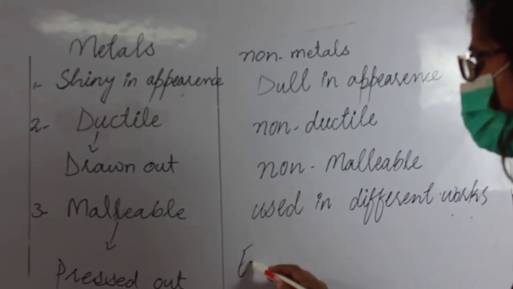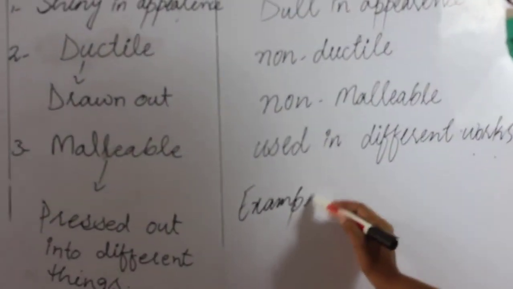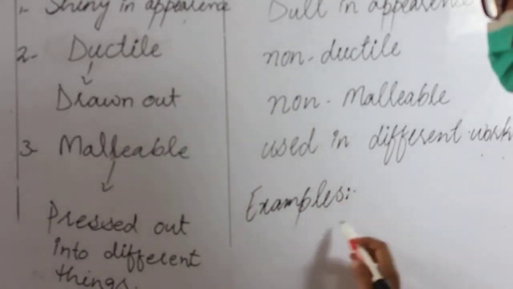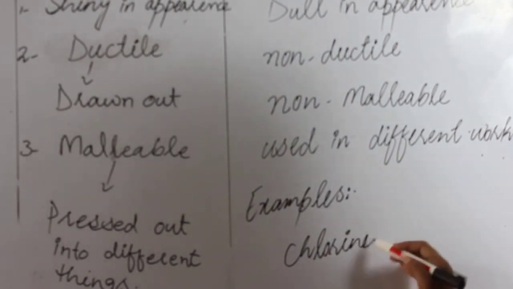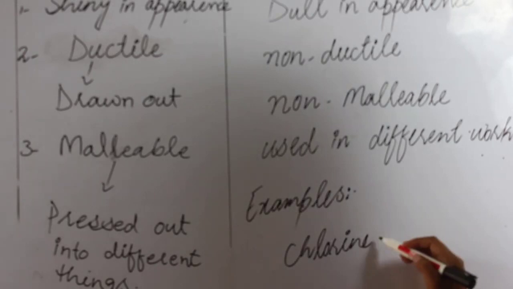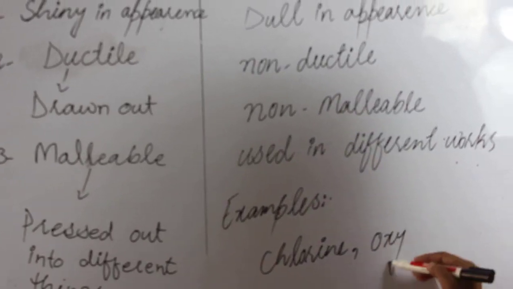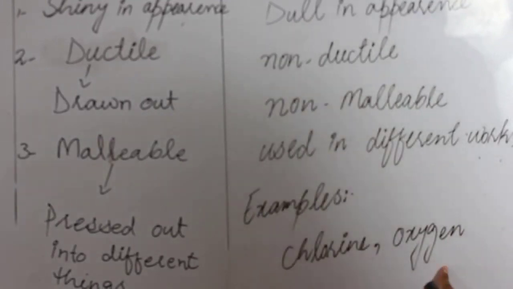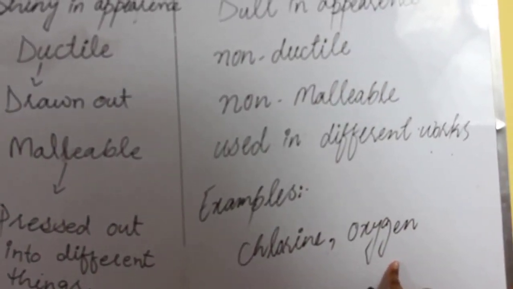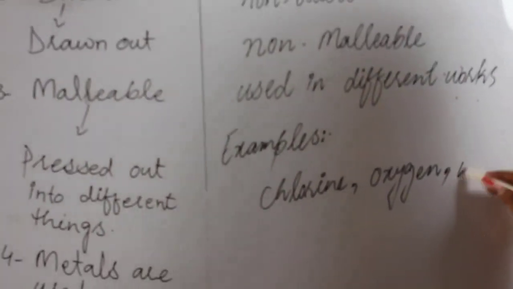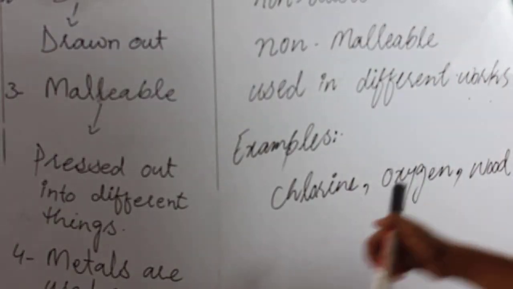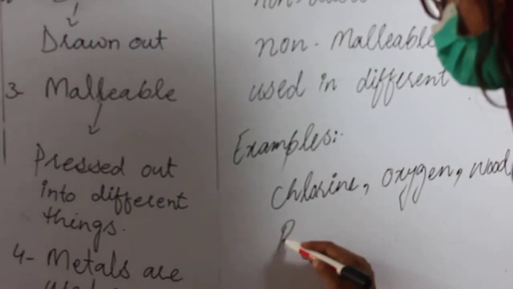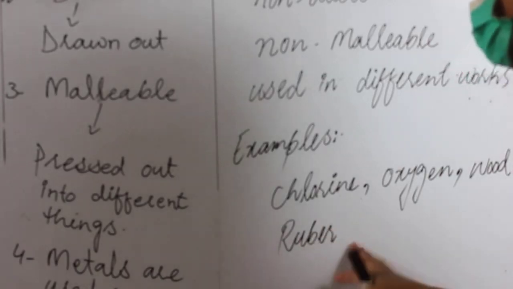And examples are, as I have already told you: chlorine, which we use to purify the water; oxygen, which we use in breathing; wood, used to make furniture and different building materials; and rubber. Rubber is also used to make different things.